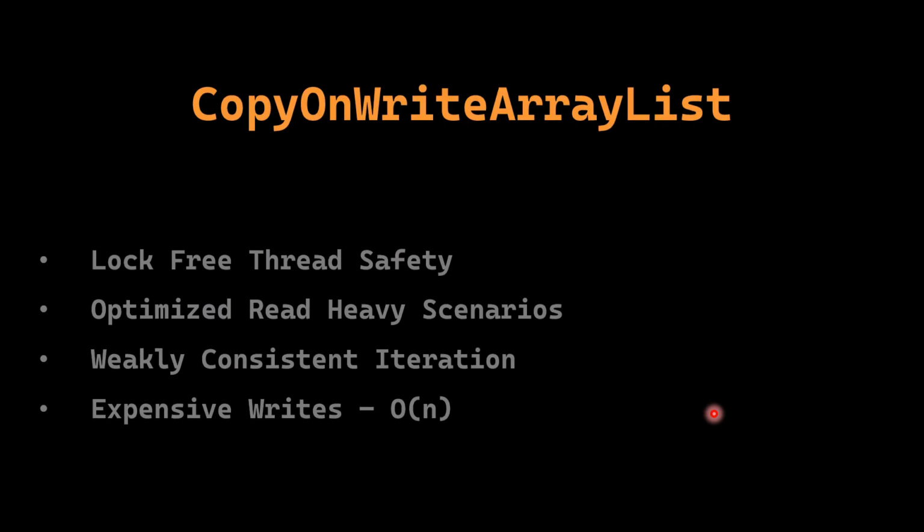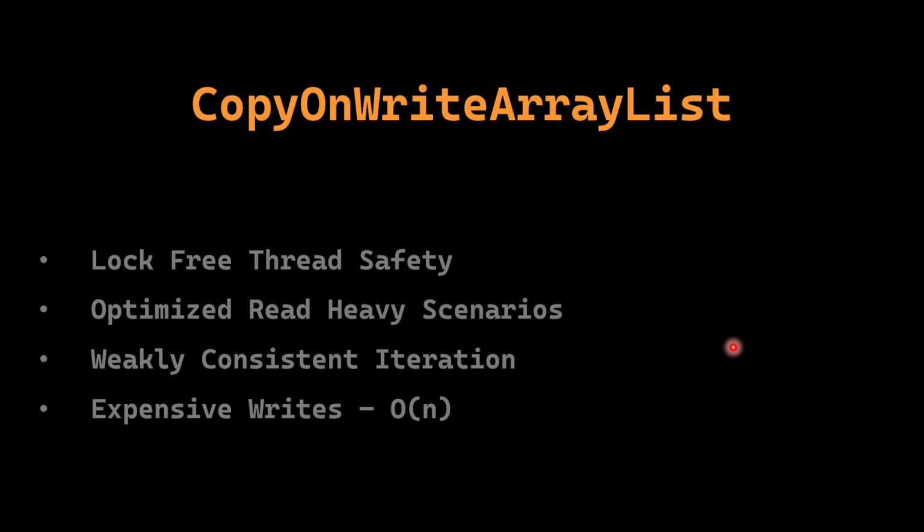Now let's explore a modern lock-free alternative, that is CopyOnWriteArrayList. It represents a sophisticated thread-safe variant optimized for read-heavy scenarios. It employs a copy-on-write strategy where modifications create a fresh copy of the underlying array. This design makes it ideal for the observer pattern.